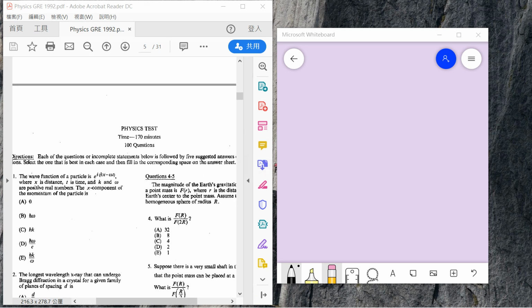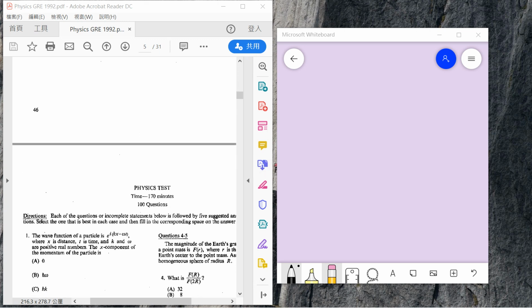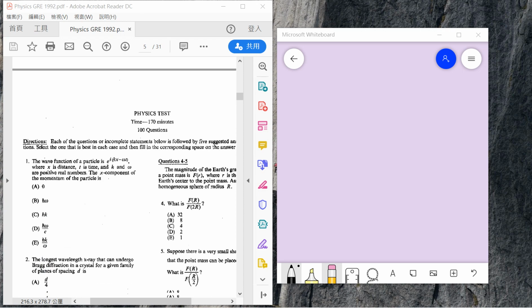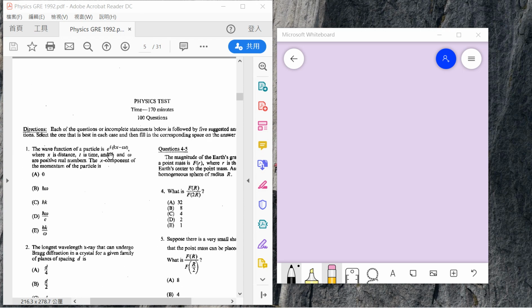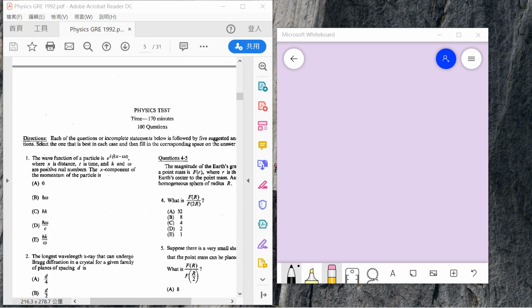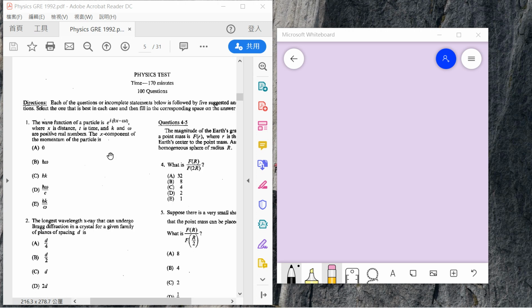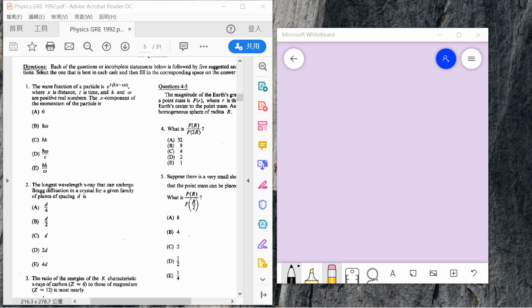Start the physics subject GRE. Okay, so I personally got 994 in the physics GRE in 2016. I cannot guarantee that you will get the same score as me, but at least you can see how I solve the problems and how I attack this kind of GRE problem.